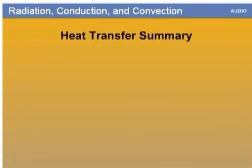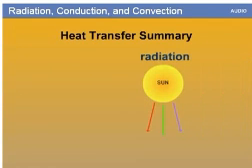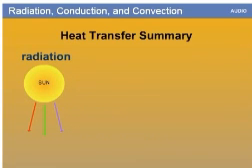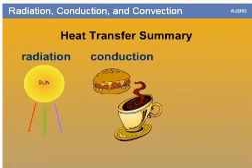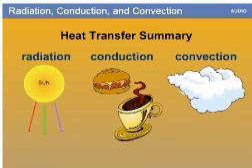Heat transfers between objects in three ways. It can transfer by radiation, that's how light, both visible and invisible, gets to the Earth from the sun. It can transfer by conduction, that's how you cook a hamburger and how your hot chocolate cools. And it can transfer by convection, that's how clouds form.